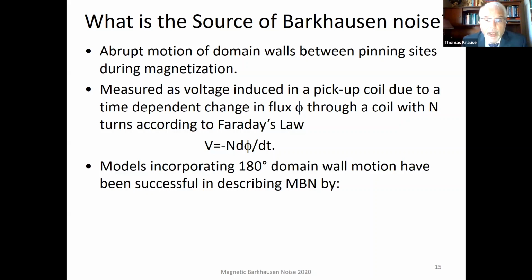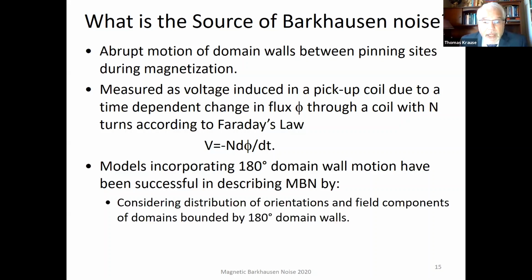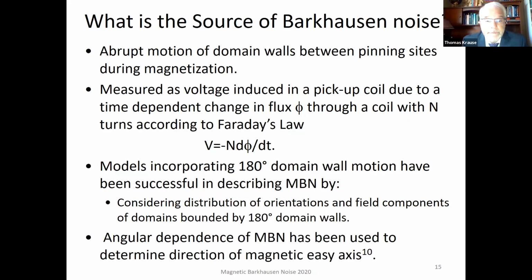Now, models incorporating 180-degree domain wall motion have been successful in describing most of magnetic Barkhausen noise behavior by considering the distribution of orientations and field components of domains bounded by 180-degree domain walls, and also the number of 180-degree domain walls. That distribution can be used to describe the angular dependence of magnetic Barkhausen noise and determine the direction of the magnetic easy axis. It's easiest to magnetize a steel sample in the direction that most of the 180-degree domain walls are aligned.